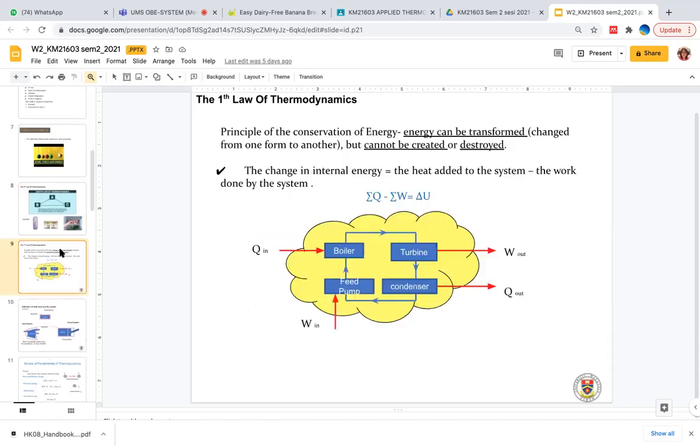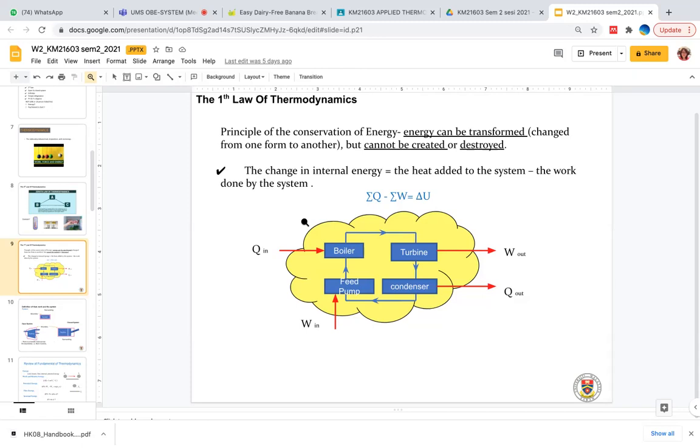Okay, the first law is that no energy can be destroyed or created. The energy is there. It can be transformed into many forms. For example, in a heat engine, we burn the chemical energy and it becomes heat, and then the heat pushes the piston and becomes work. And some of the work turns into heat loss.